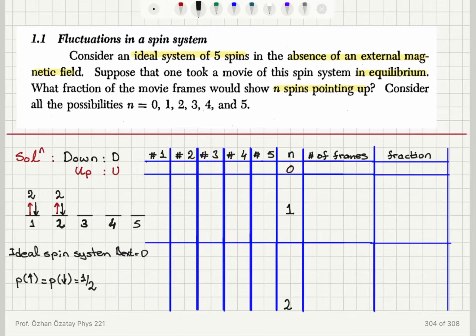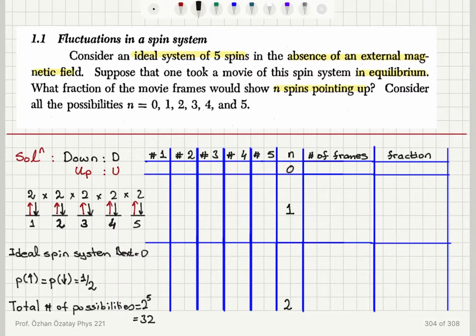So for the configuration of 2 spins, I have 1 up 2 up, 1 up 2 down, 1 down 2 up, 1 down 2 down. So a total of 4 possibilities, 2 squared. For 3 spins, I have another 2 possibilities, 2 times 2 times 2. For 4 spins and 5 spins, I have for each spin again 2 possibilities. So the total number of possibilities will be 2 to the power 5, which is 32. So I have a total of 32 possibilities for this system.